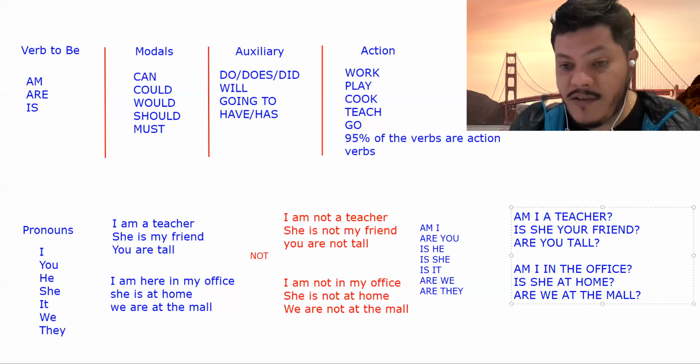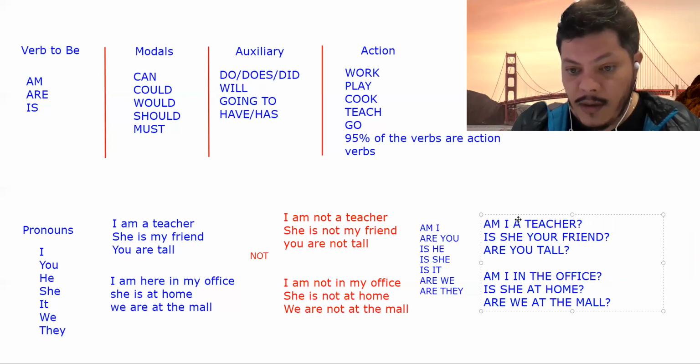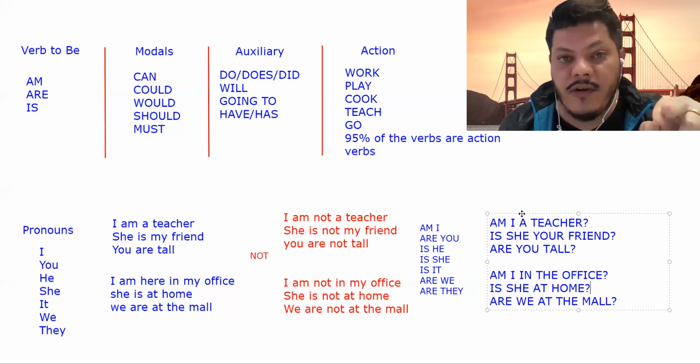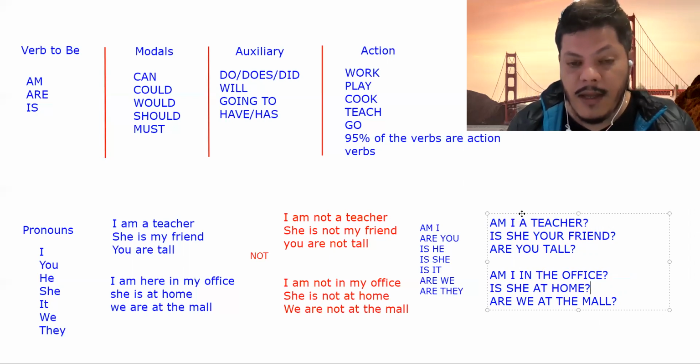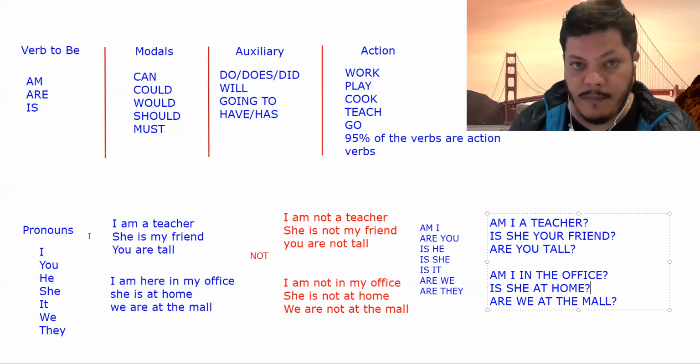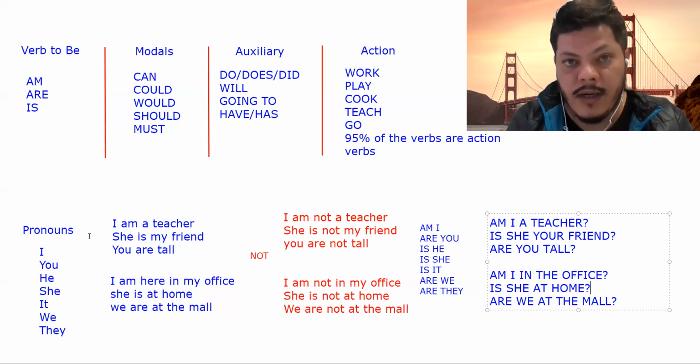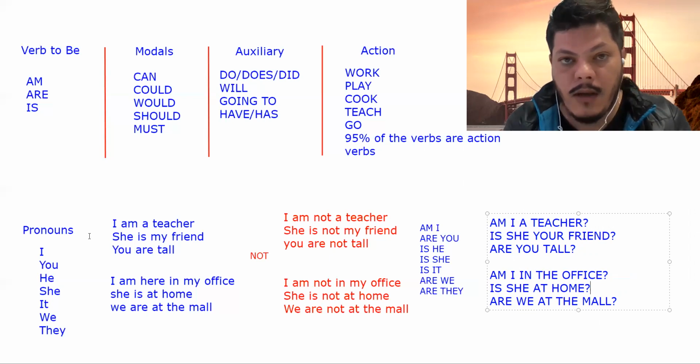All right, so basically, when you use the verb to be, notice that all you need to do is change the position. Now, one very important thing when you use the verb to be, and I can't emphasize this enough: you will never use do, does, or did with the verb to be to ask a question.